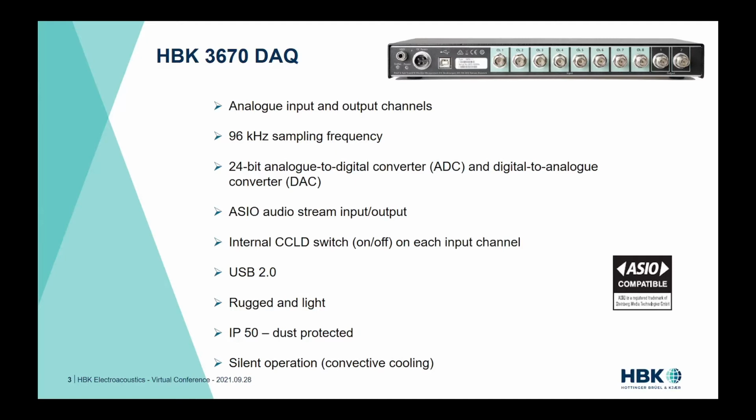The 3670 is a data acquisition system specifically designed to be used with CCLD measurement transducers that digitizes and streams data through a USB 2 interface. It goes up to 96 kHz sampling frequency. You will find inside 24-bit analog to digital and digital to analog converters. The driver is ASIO compatible, which means low latency. The CCLD switch can be set individually on each input channel. The device is rugged, light, IP50, and has no fan inside. It means silent operation.